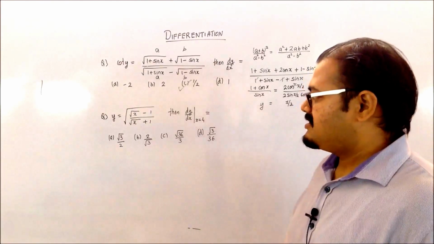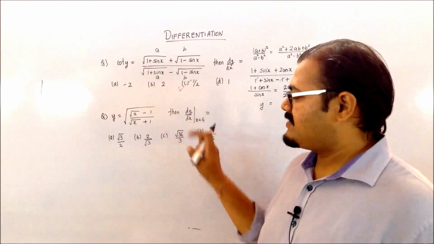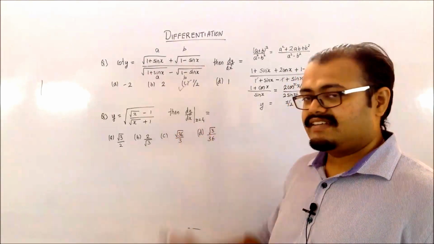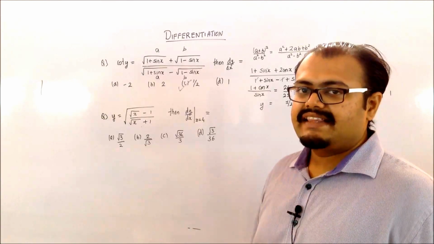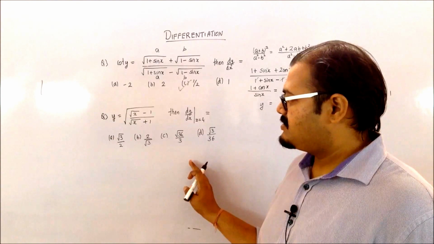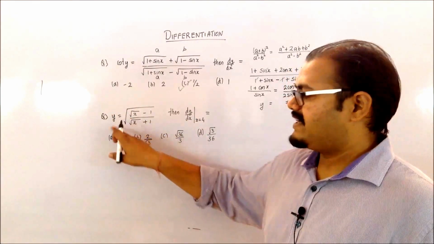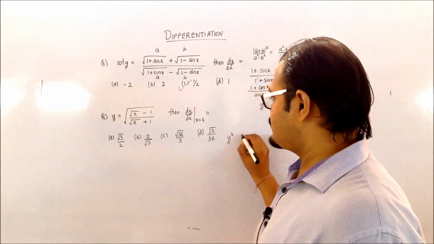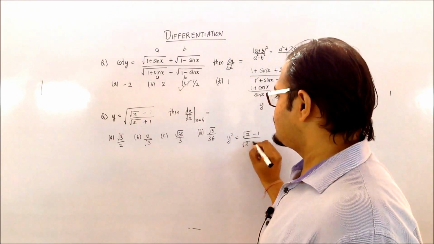Next, coming to this particular problem where you have y, another complicated function, but you have to find dy by dx at x equals 4. Whenever such a thing is asked, you first of all find the derivative of this, and then you substitute the given value for it. This becomes a complicated function, so what we can do is square both sides. If I square both sides, what I will get is y square is equal to (root x minus 1) upon (root x plus 1).